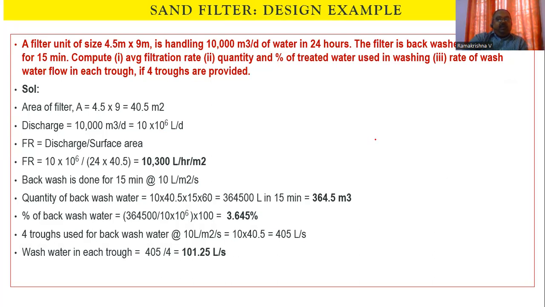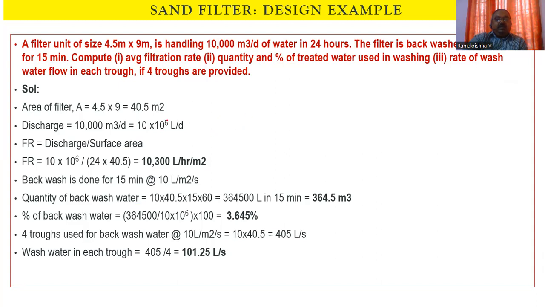And this is another problem. A filter unit of size 4.5 meters by 9 meters is handling 10,000 meter cube per day of water in 24 hours. The filter is backwashed at the rate of 10 liter per meter square per second for 15 minutes. Calculate the average filtration rate, the quantity and percentage of treated water, and the rate of wash water flow in each trough if 4 troughs are provided.